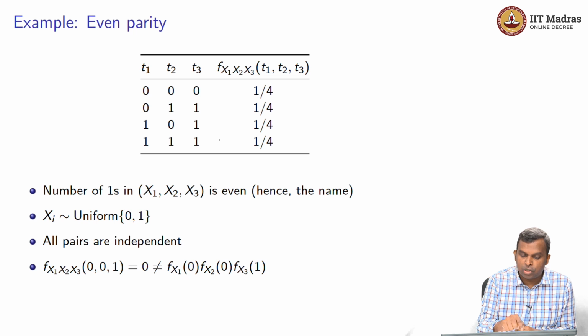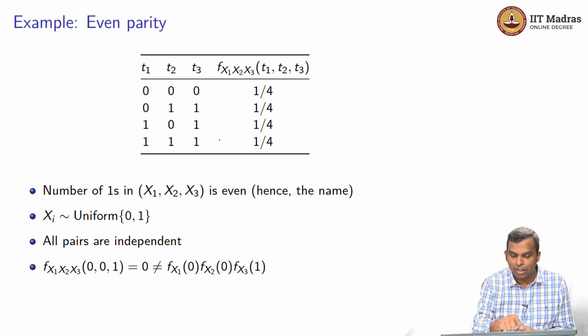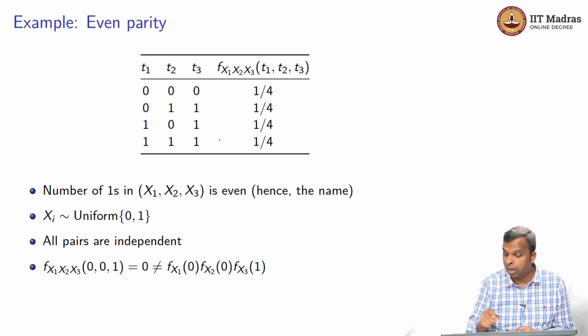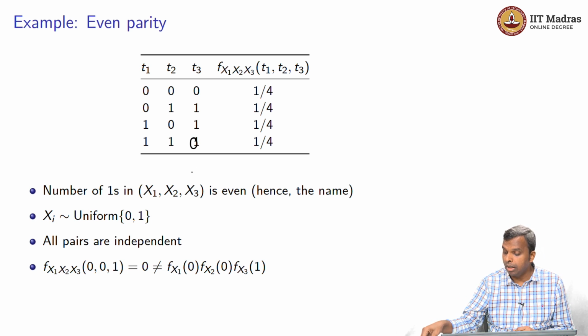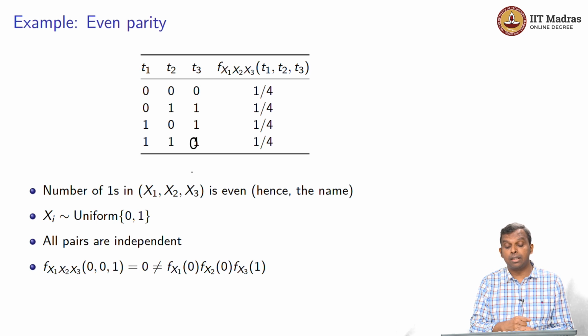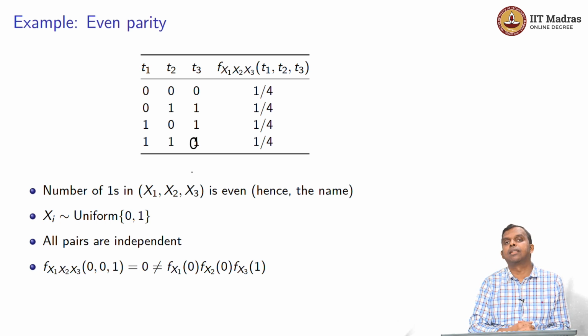If you just look at X1 and X2, you have 0,0; 0,1; 1,0; 1,1 occurring each with 1 by 4. That's independent, isn't it? We know that. X1 and X3, again 0,0; 0,1; 1,1 and 1,0. I made a typo here. This is also independent. And then if you look at X2 and X3 together, you again get 0,0; 0,1; 1,1; 1,0. Again, all 4 possibilities, 1 by 4 probability each. So all pairs of random variables are independent, but the 3 random variables together are not independent.